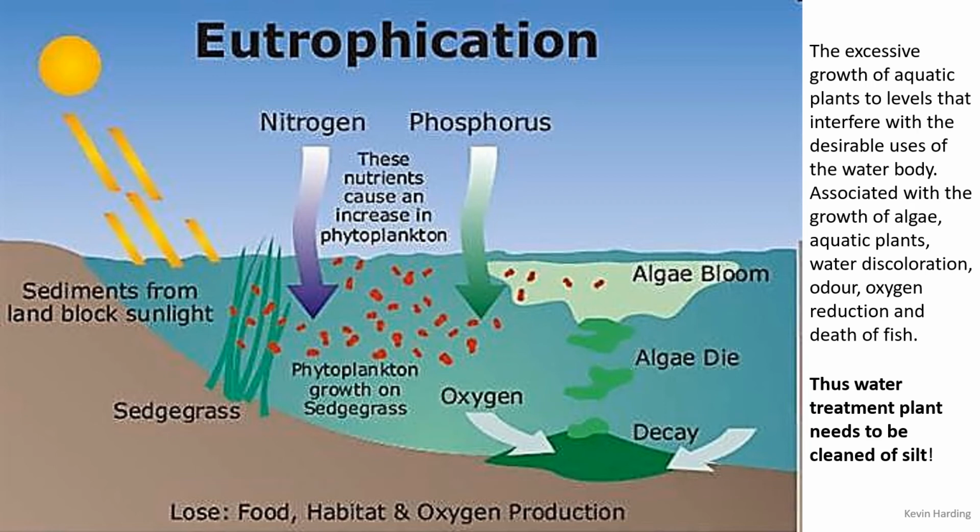Eutrophication can lead to the excessive growth of aquatic plants to levels that can interfere with the desirable use of the water body. Eutrophication is thus associated with the growth of algae as well as aquatic plants, water discoloration, odor, and oxygen reduction, as well as the death of fish.